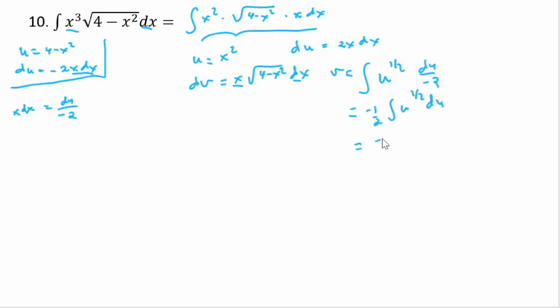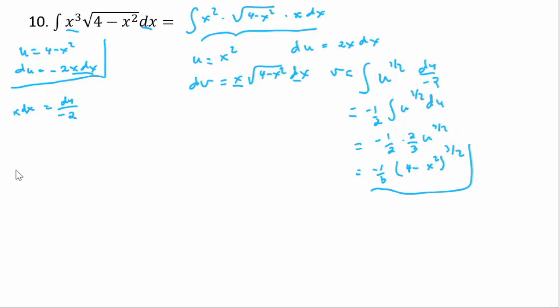So by power rule, I can have negative 1 half times u to the power of 1 half plus 1, that is now 3 halves, and then over 3 halves, or I can just write now the reciprocal of the 3 halves, which is now 2/3. So we have now the product of negative 1/3 of u raised to 3 halves, but u is 4 minus x squared, so to the power now of 3 halves. This is only the value of v.